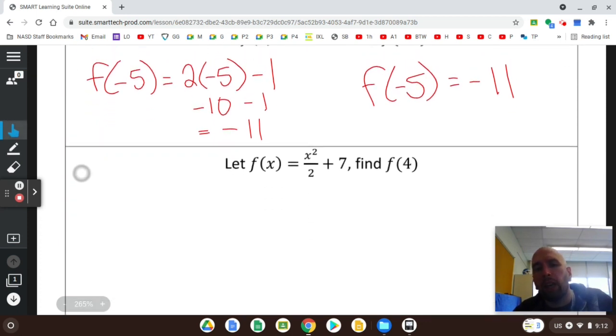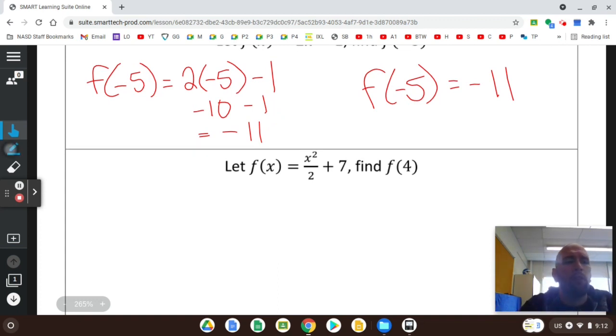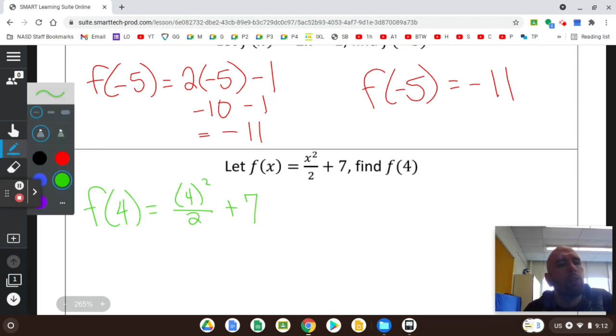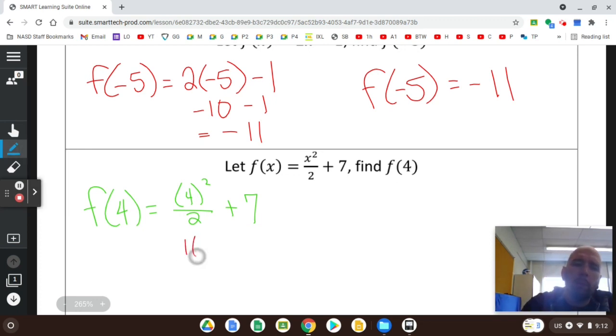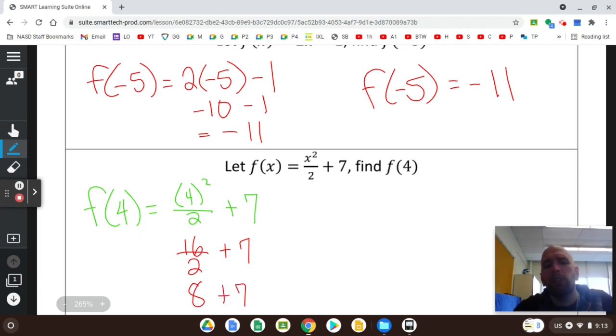If f of x equals x squared over 2 plus 7, and I'm supposed to find f of 4, then f of 4 is going to look like 4 squared over 2 plus 7. PEMDAS says we do parentheses or exponents first, so I'm going to do 16 over 2. Whoa, that looks like a terrible over, but it's an over. 16 over 2, which is 8. And 8 plus 7 is 15. So f of 4 is 15. Now, of course, you could do all this in a calculator, but we'll do calculator stuff later.